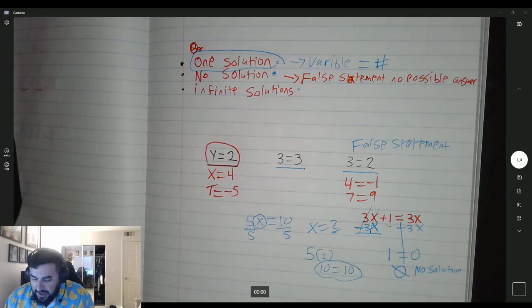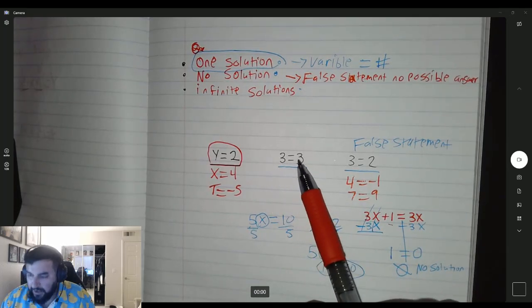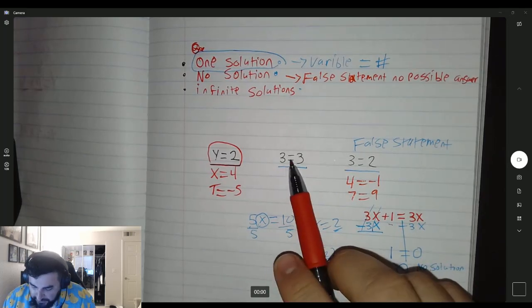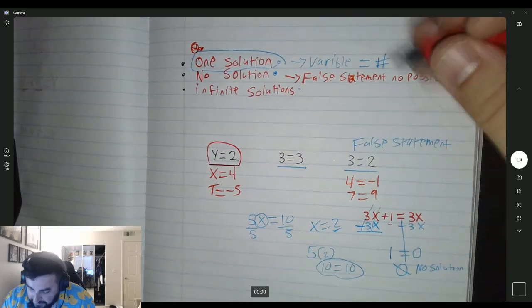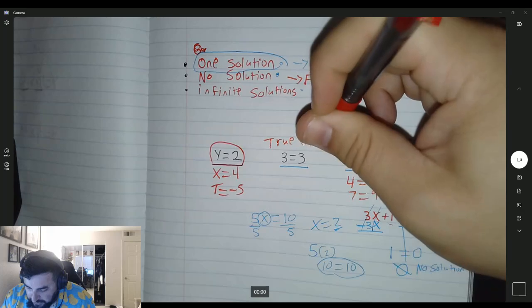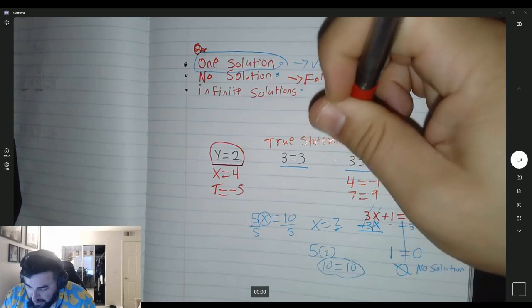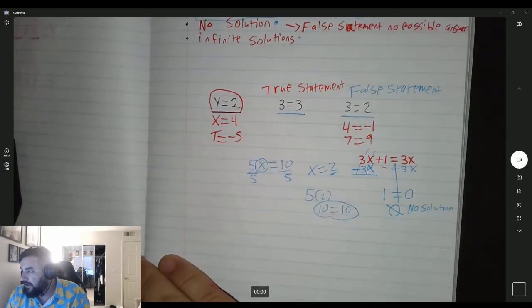Now that we know this, look at this. 3 equals 3. Is 3 equal to 3? Obviously. So guess what? This is the opposite of a false statement. This is a true statement. And we have an infinite amount of solutions, right? Let's think about what that actually means.